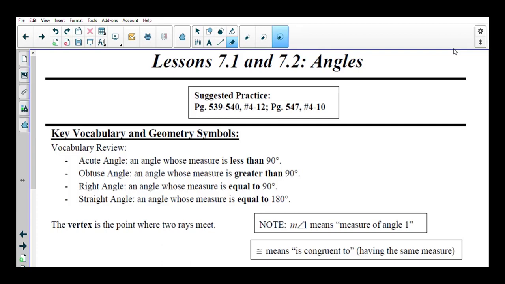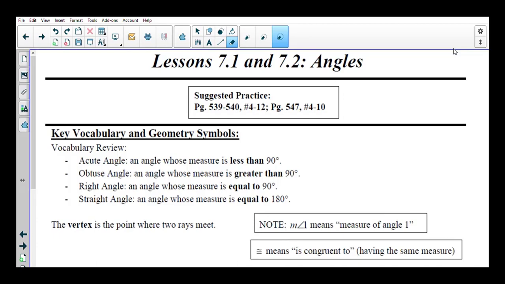Today's video comes from the lessons 7.1 and 7.2 guided notes on angles. This is our introductory lesson on angles, some symbols, the different types of angles that exist, as well as angles that exist when we have parallel lines cut by another line, which we call a transversal. So lots of different things in this lesson.